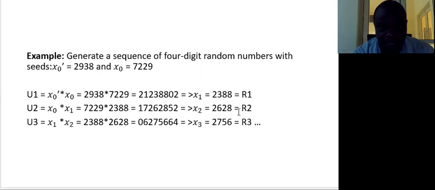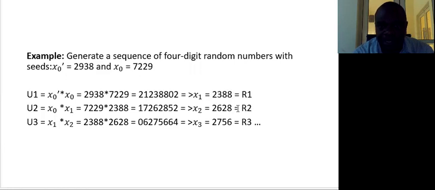And for us to get the x2, we multiply this R1 by the x naught. So we have 7229 multiplied by 2388 to give us this. Now select the middle four digits here to give us 2628. This forms the R2.